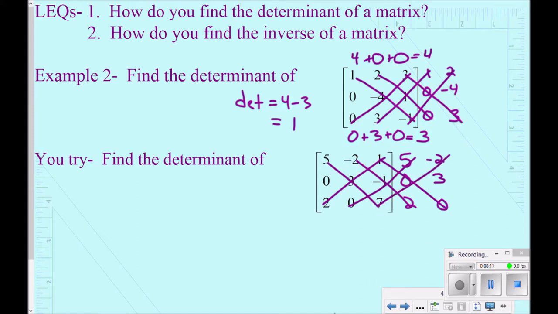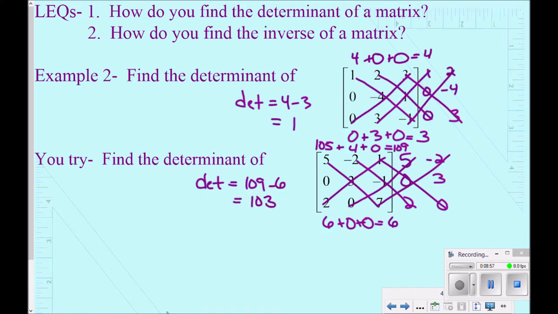and up the diagonals. So I have 5 times 3 times 7, which is 105. I have negative 2 times negative 1 times 2, which is positive 4. I have 1 times 0, which is 0. When I add, I'm getting 109. Going up the diagonals, 2 times 3 times 1 is 6. 0 times negative 1 times 5 is 0. And 7 times 0 times negative 2 is 0. When I add, I'm getting 6. So the determinant is 109 minus 6, which is 103.